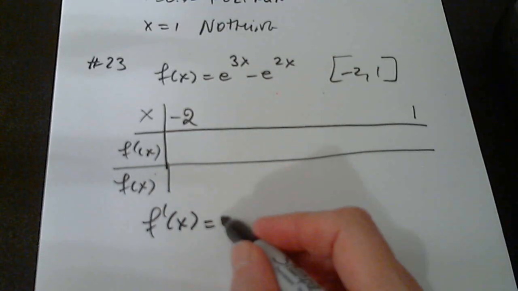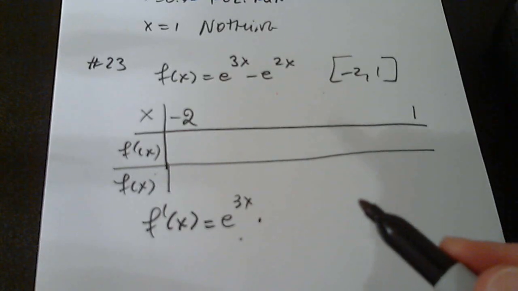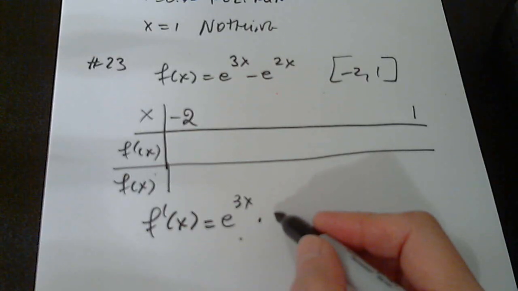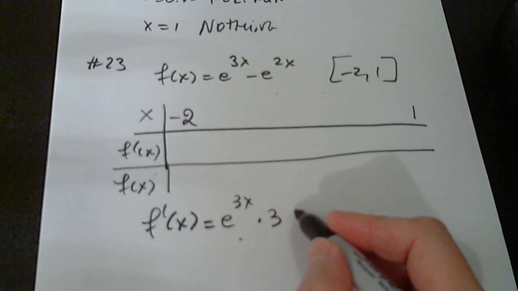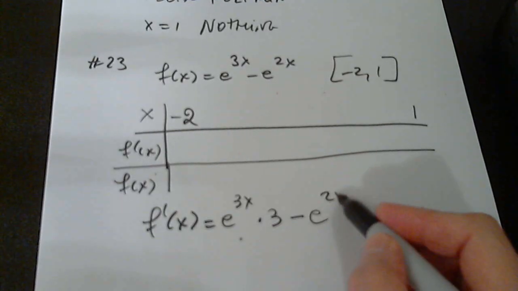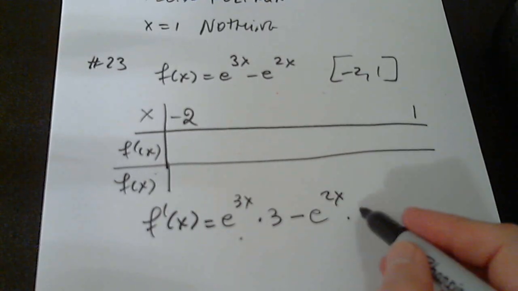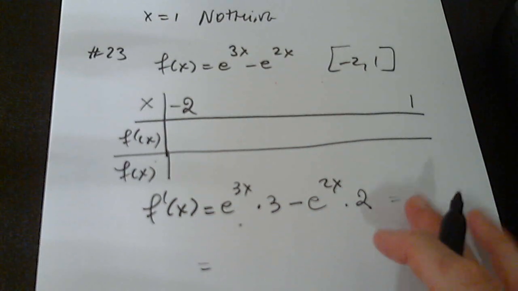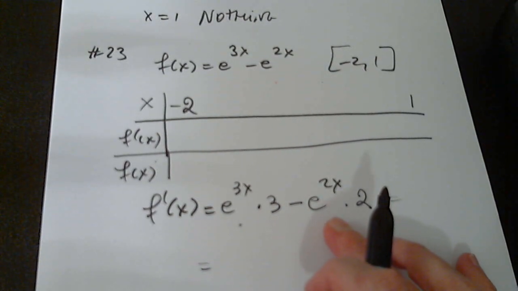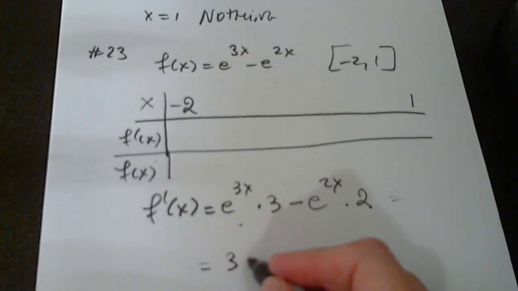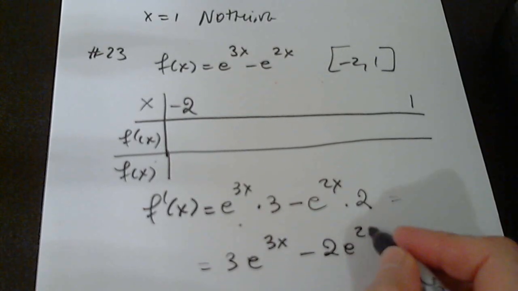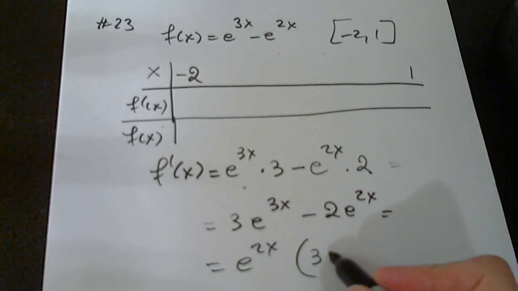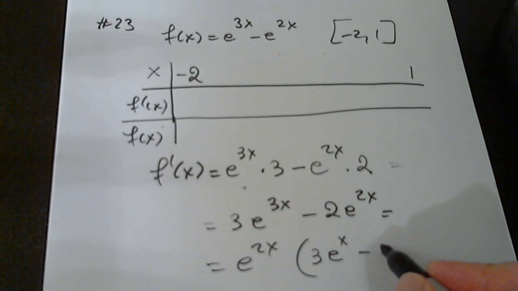E to a function, prime, is e to the function times the inner function prime. What is the inner function prime? 3. Perfect. Minus the same thing, e to 2x times the inner function prime, which is 2. Now, all we can do here is factor out e to 2x. Let me rewrite it first. So 3e to 3x minus 2e to 2x. And we can factor out e to 2x. And we still have 3e to x minus 2.